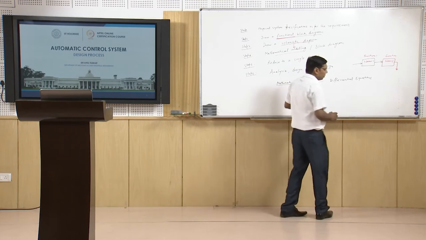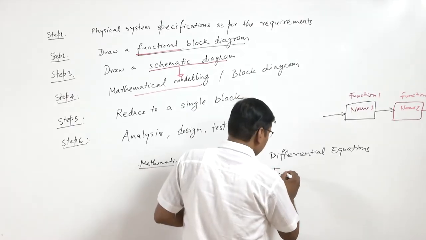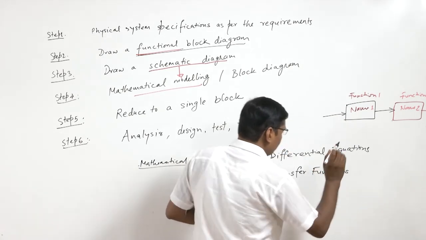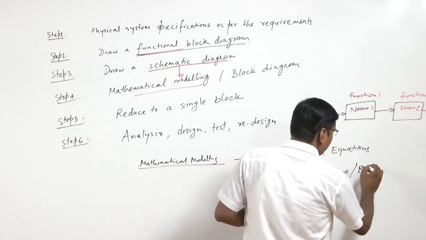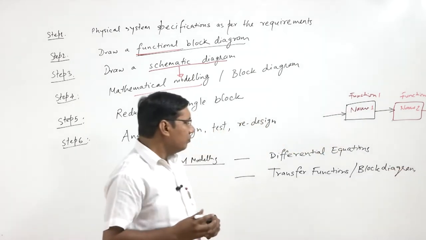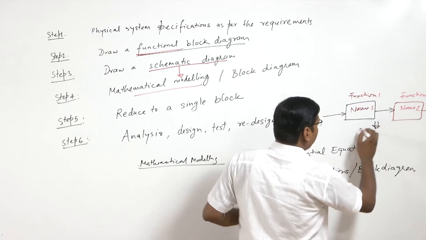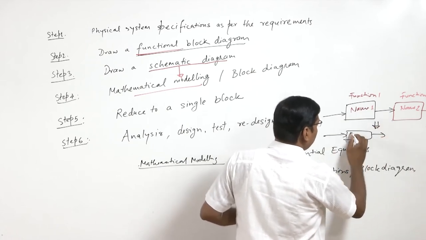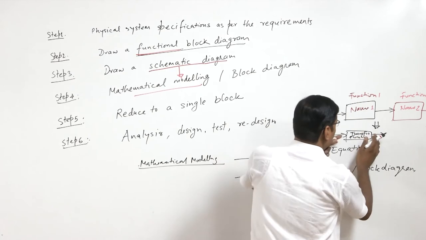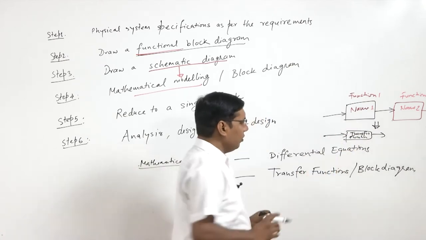Or we can use a frequency domain approach like transfer functions, or a block diagram. If we convert this into a block diagram, we will represent the transfer function in this block. So this is the transfer function, and this is a block diagram that contains the transfer function of the system.